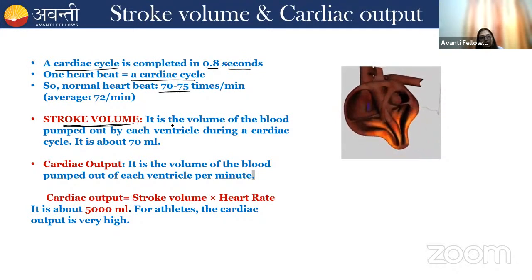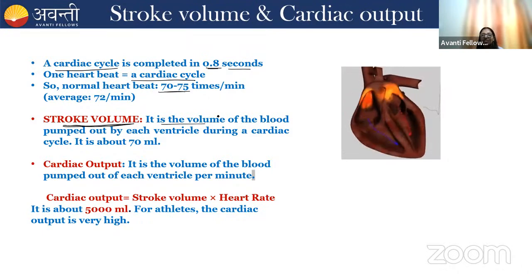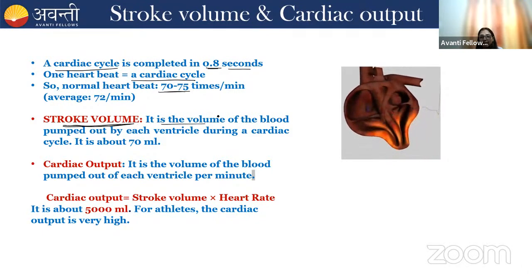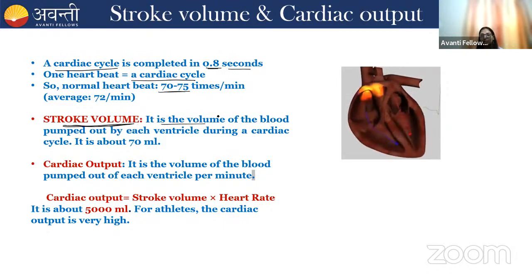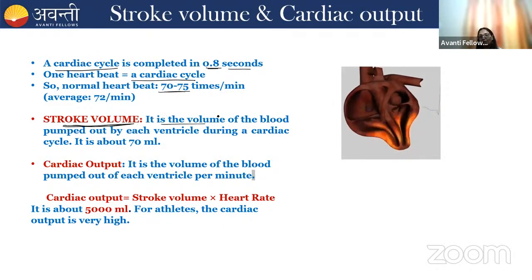Stroke volume. Stroke volume is the amount of blood which is ejected from the ventricle per beat. For example, like a bottle. If a bottle is filled with water and I squeeze that bottle, some water will come out and some will remain in the bottle, because I have squeezed that bottle in the middle. Similarly, the amount of blood which is ejected by each ventricle per beat is known as stroke volume, and it is about 70 ml.